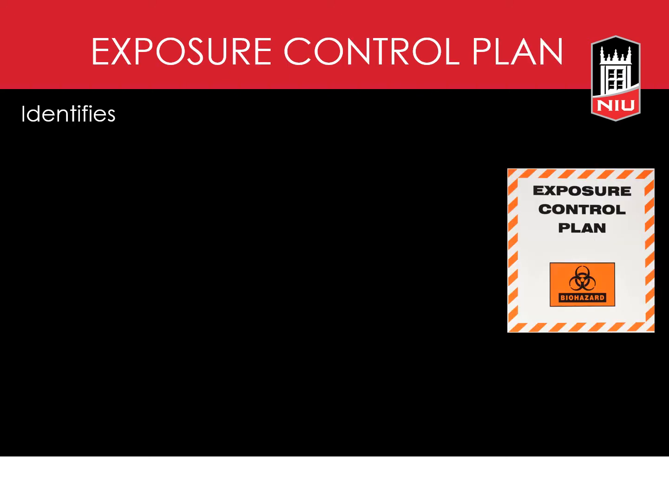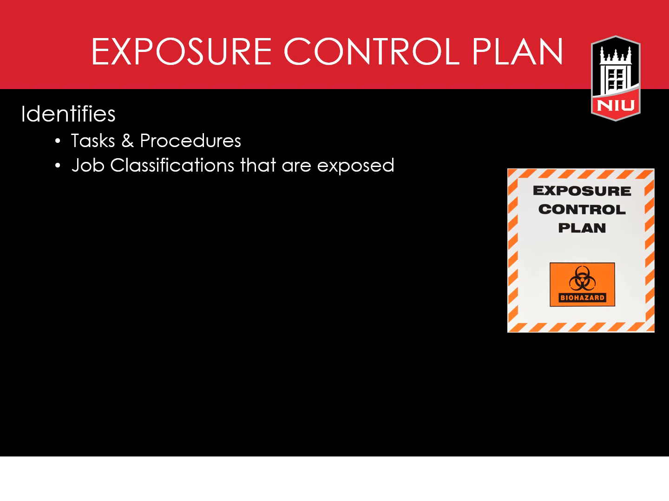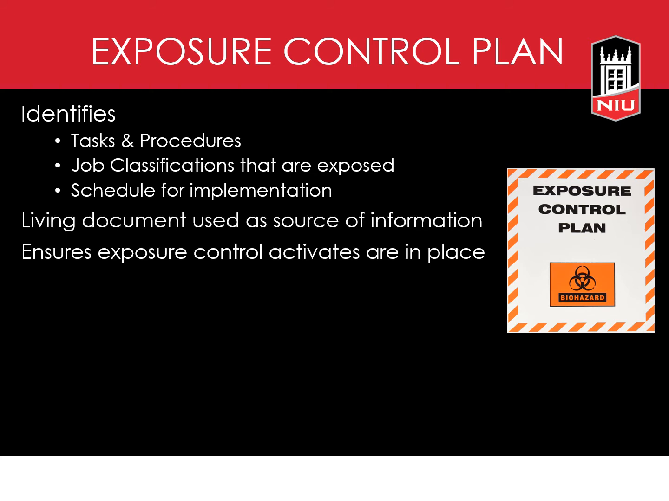An exposure control plan is designed to identify in writing tasks and procedures, as well as job classifications where occupational exposure to blood or other potentially infectious material occurs. It must also set forth the schedule for implementing other provisions of OSHA's bloodborne pathogen standard and specify the procedure for evaluating circumstances surrounding exposure incidents. An exposure control plan is meant to be a living document used as a source of information for answering bloodborne pathogen-related questions and to help ensure exposure control activities are in place.